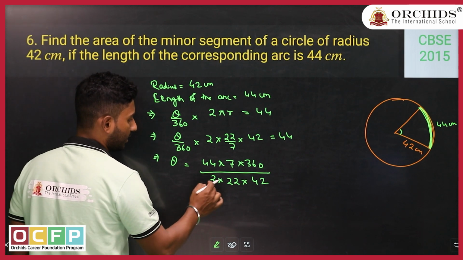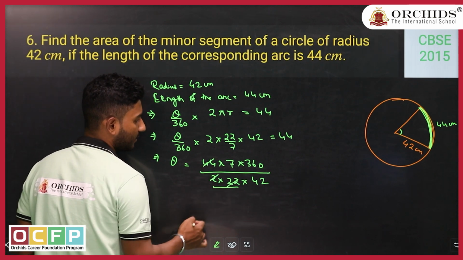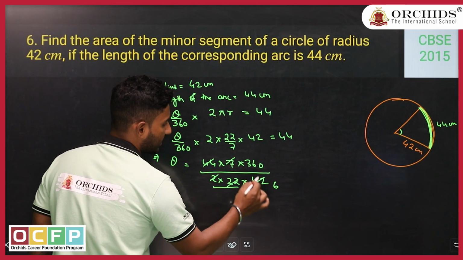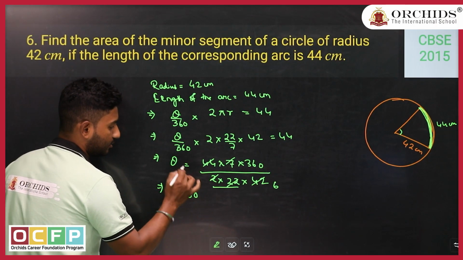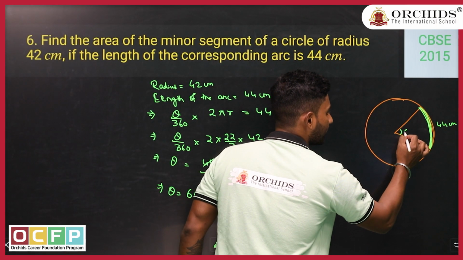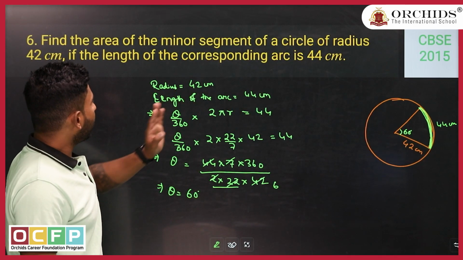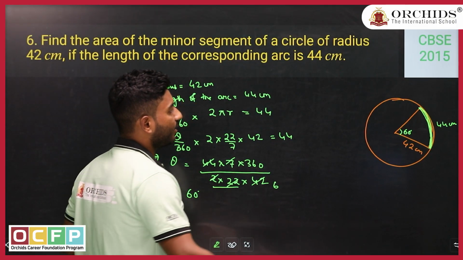Fine. Just simplify it. 2 into 22 is 44, directly we can cancel. Then 7 and 42 gives 6, and 360 by 6 is 60 degrees. So we got the value of the angle. So this angle is 60 degrees. Now that we have the angle, what are they asking? The minor segment of a circle. So where is the minor segment?